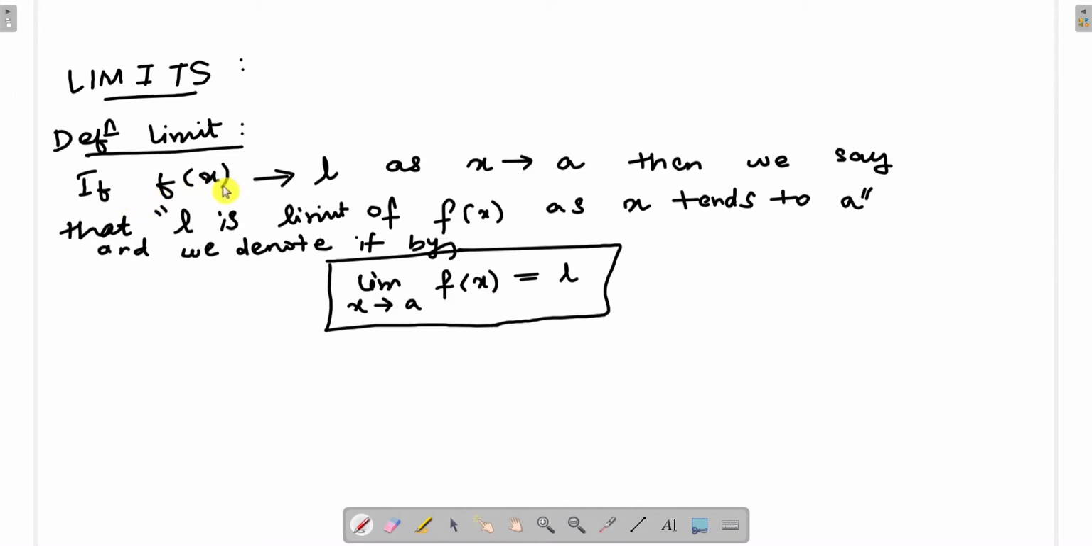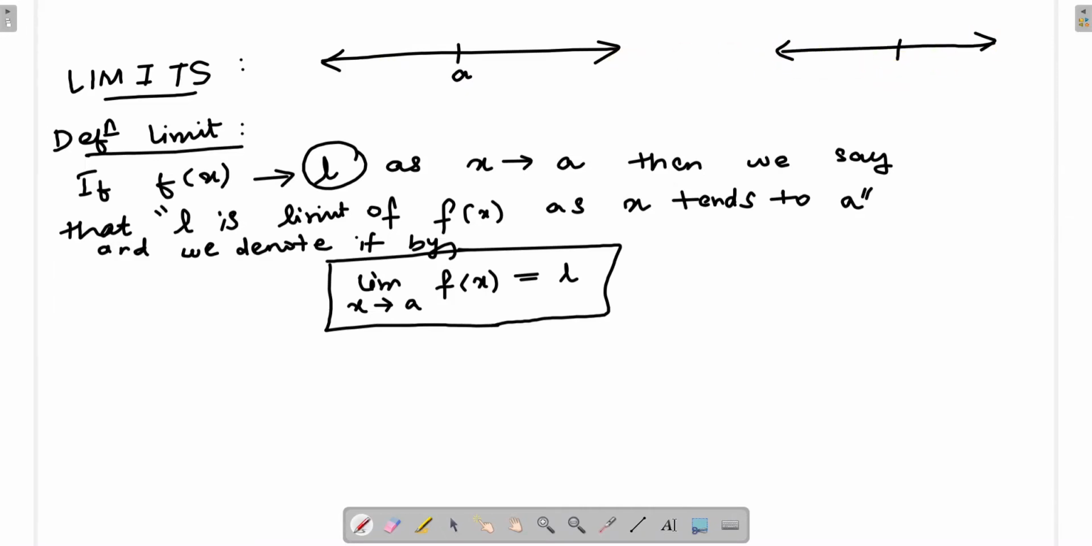So what is limit? If f(x) tends to L as x tends to A, then we say that this quantity L is the limit of f(x) as x tends to A. If we look at the number line here, if this is A, and we have another number line, the L number line, and here we have L. As x tends to A means x approaches A, and if the function values f(x) tend to L, so we say that this value L is the limit of f(x) as x tends to A.